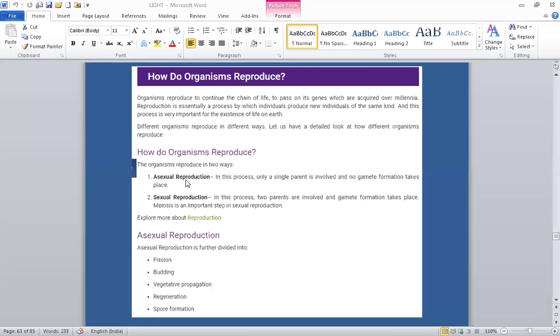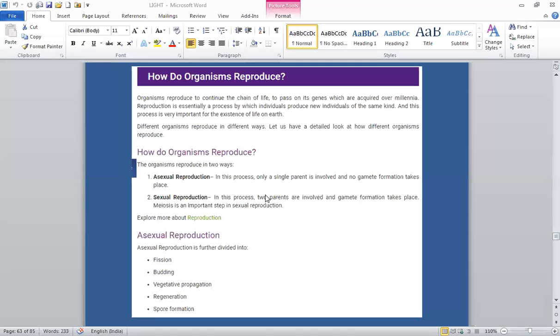Or we can say in this process, only a single parent is involved and no gamete formation takes place. And in this process, new individuals develop from maybe specialized or unspecialized somatic part of a single parent.